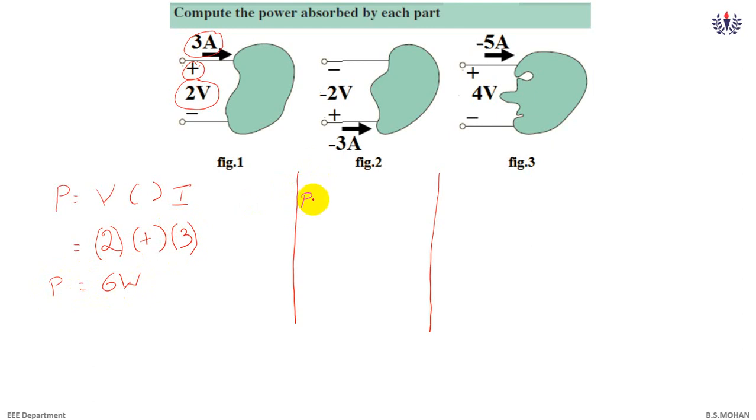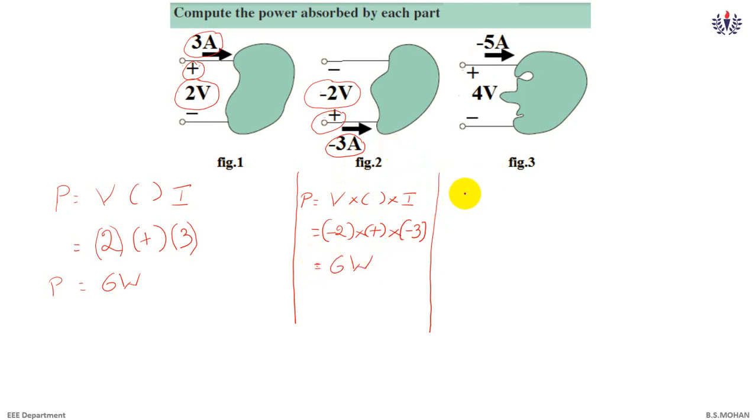Similarly for figure 2, we know P is equal to V into parenthesis and then I. What is V? As you can see, V is minus 2, so I write V as minus 2. Into, we'll see what to write in the parenthesis later. And then what is the current? Current is minus 3, so I will write this as minus 3. Now let us analyze which terminal the current hits first. It hits the positive terminal first, so in the parenthesis I will write positive. Thus the answer is 6 watts again.